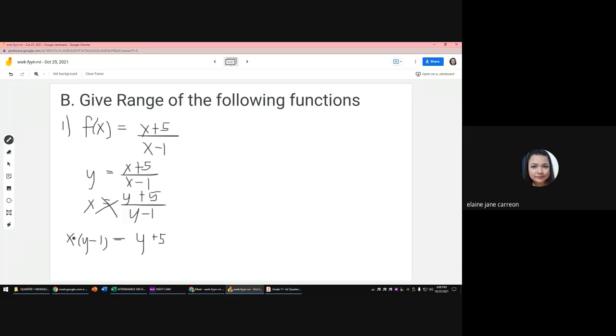So, x times the quantity y minus 1 equals, rewrite y plus 5. Next, distribute x to the binomial. So, x times y is xy. X times negative 1 is negative x equals, rewrite y plus 5. Let's continue here. I'll write it again. So, xy minus x equals y plus 5.